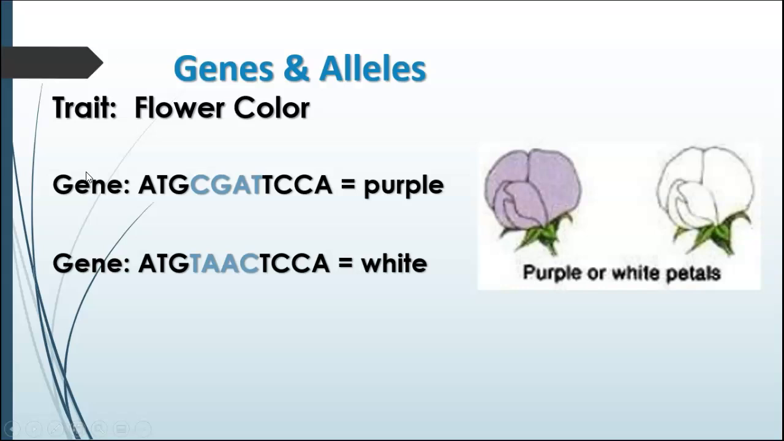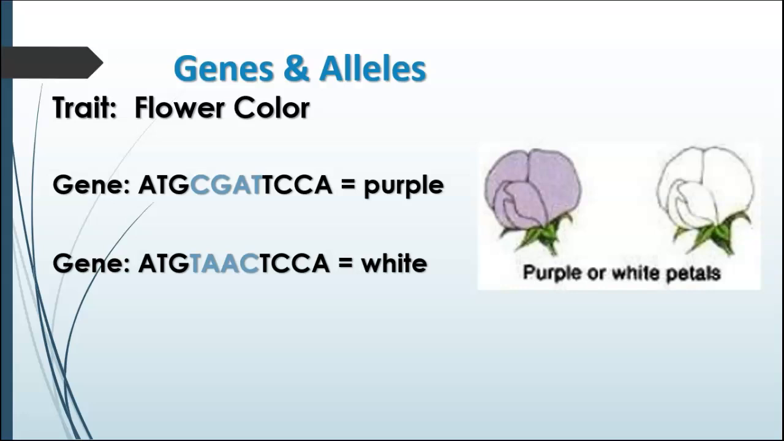So we're going to look at what happens in the gene. The trait that we're looking at here is flower color. Let's say the gene contains this sequence that is shown here, ATG, CGAT, TCCA, and that produces purple pigment in the flowers.